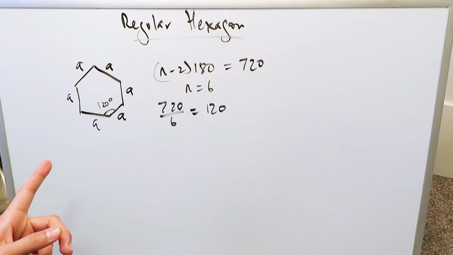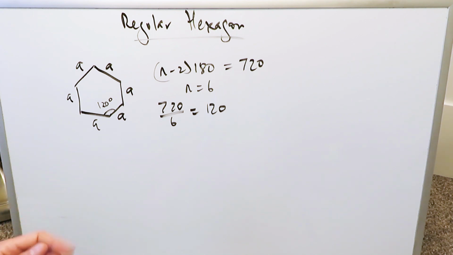The area formula of a regular hexagon is what we are looking at in this video. I have a representation here of a hexagon with 6 equal sides. I've called each of those sides A.